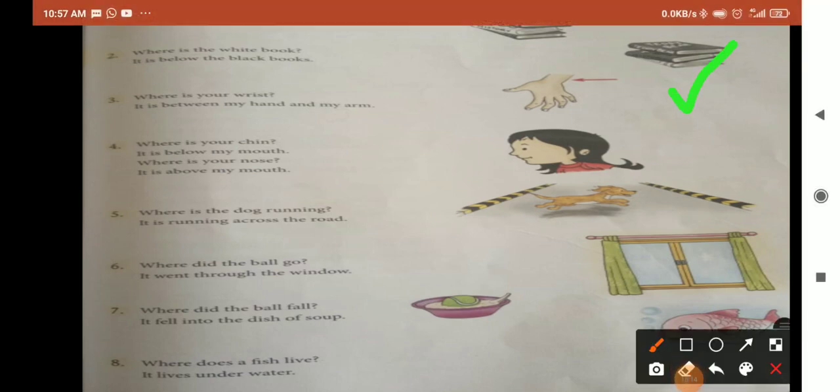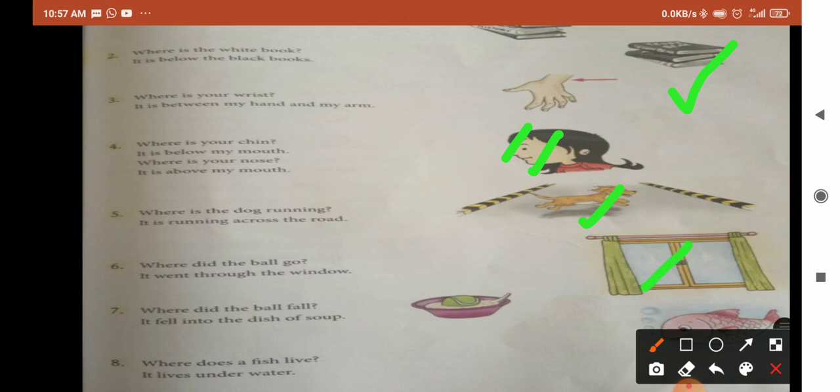So here again we have to ask the position of anything. We use the word where. Where is your chin? It is below your mouth. See, it is below your mouth. Where is your nose? It is above my mouth. Okay. Where is the dog running? It is running across the road. Where did the ball go? It went through the window.